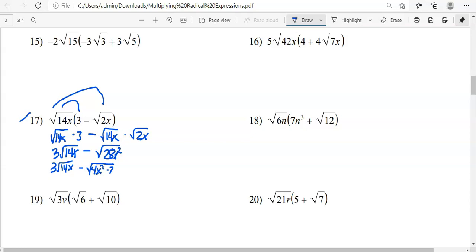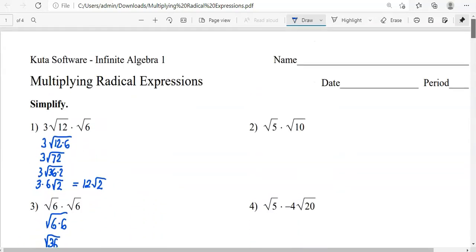Then simplify na natin yan, so magiging 3 square root of 14x, okay, minus 2x square root of 7. So our final answer is 3 square root of 14x minus 2x square root of 7. Okay, I hope naintindihan natin. Now it's your turn to answer.